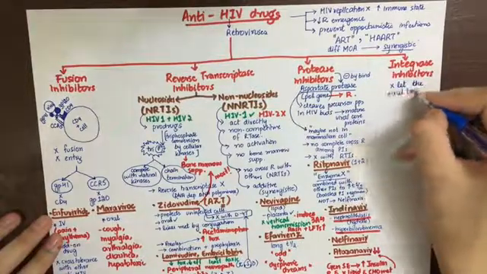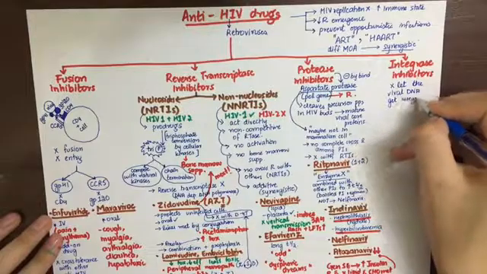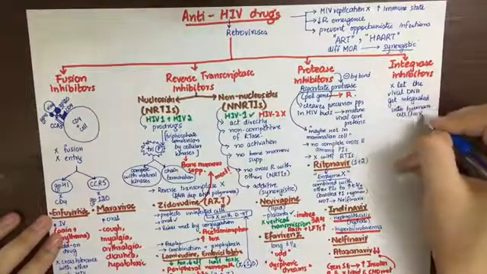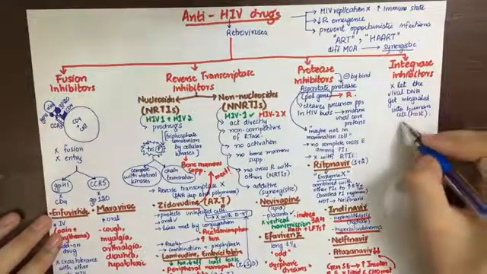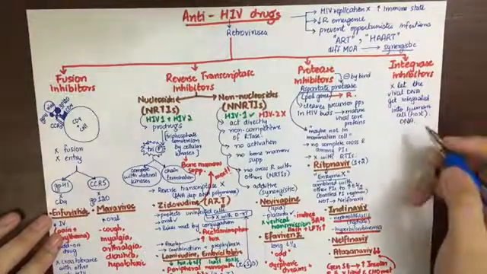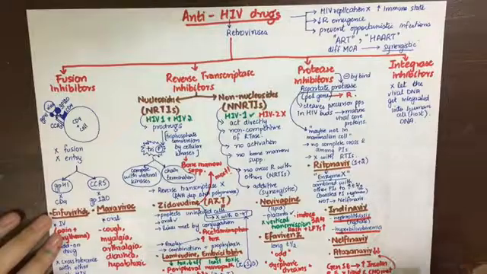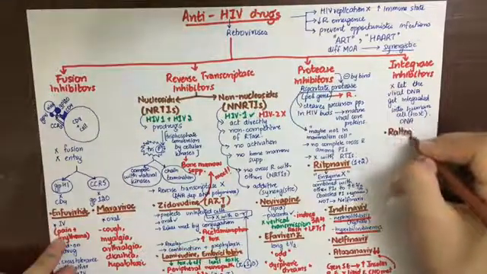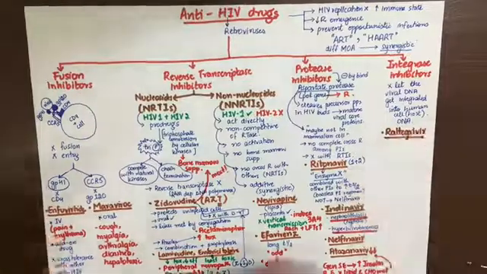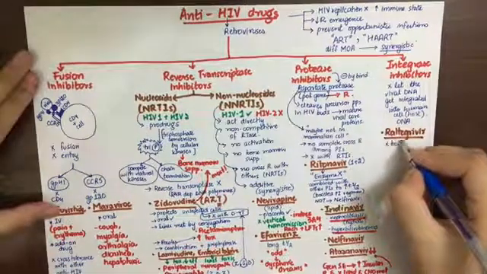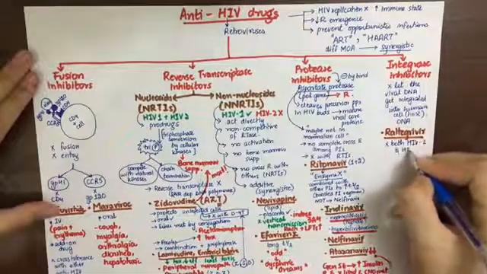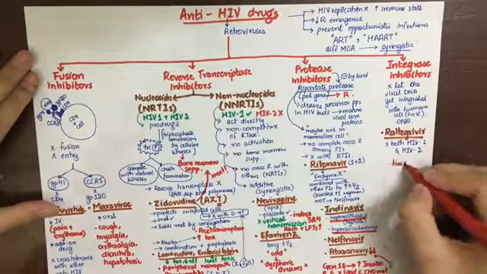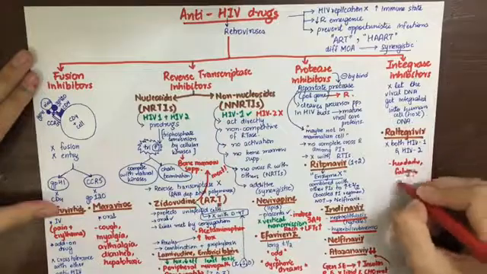Now, let's say the reverse transcriptase has succeeded in making DNA from the RNA of HIV. We have other drugs, integrase inhibitors, that won't let the viral DNA get integrated into the human genome. The main drug is raltegravir, which is effective in both HIV-1 and HIV-2, and the main side effects are headache, nausea, and fatigue.